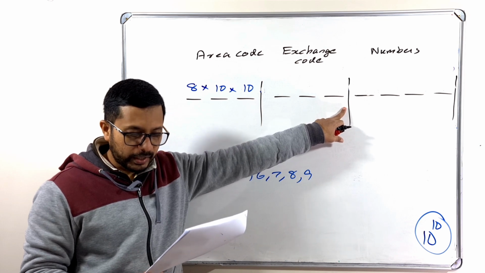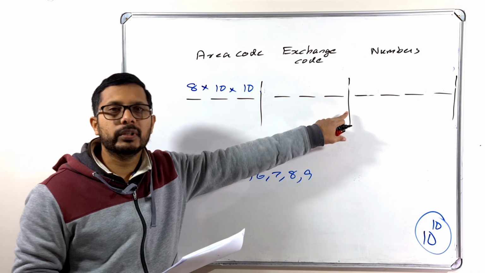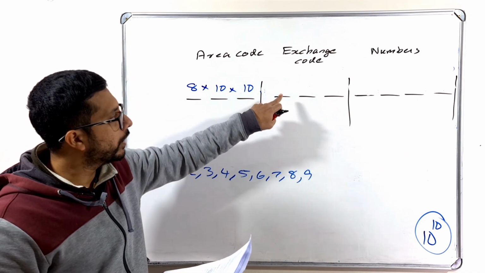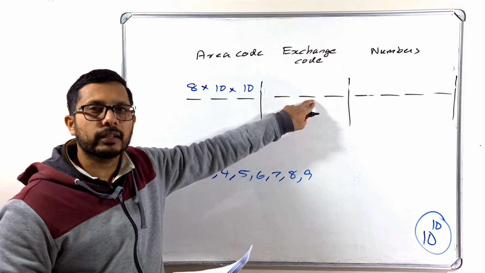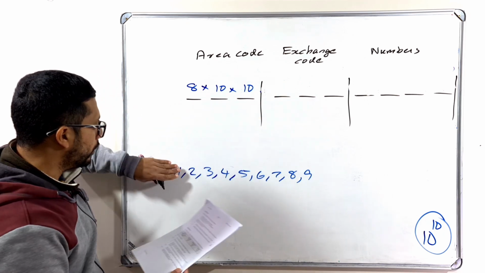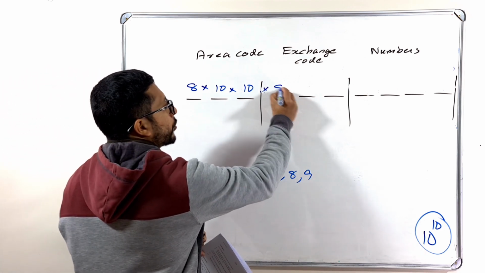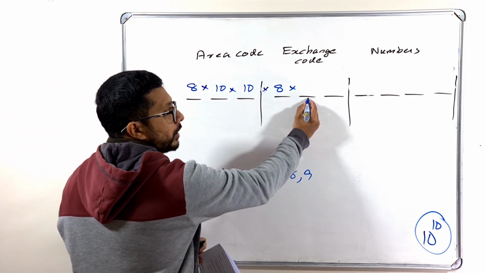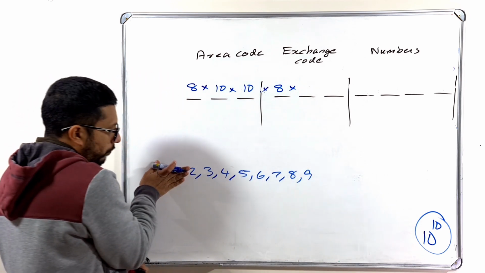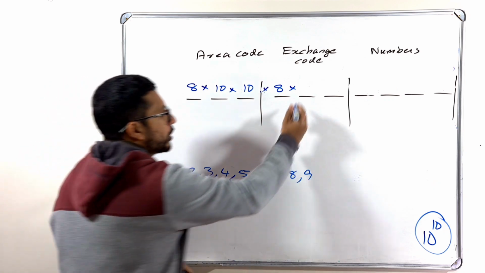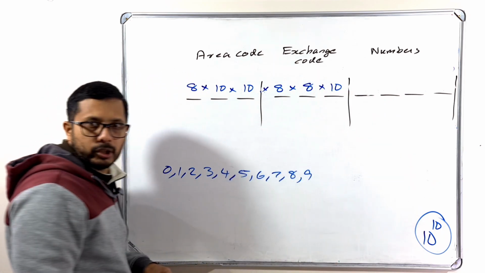The first and the second digit cannot be 0 or 1. So in this case they are saying that these 2 digits cannot be 0 or 1. So it means that here it can't be 0 or 1. That means there are how many options? 8 options. Here also the first 2 digits cannot be 0 or 1, so we can't take 0 or 1. So how many options remaining? 8 options. Here they are not saying anything, so how many options? 10 options.